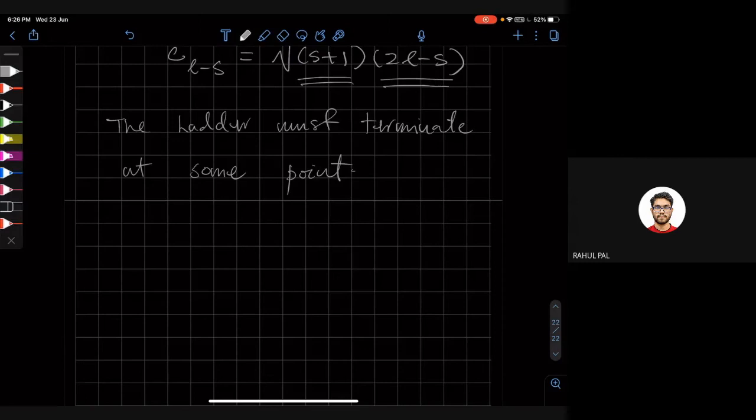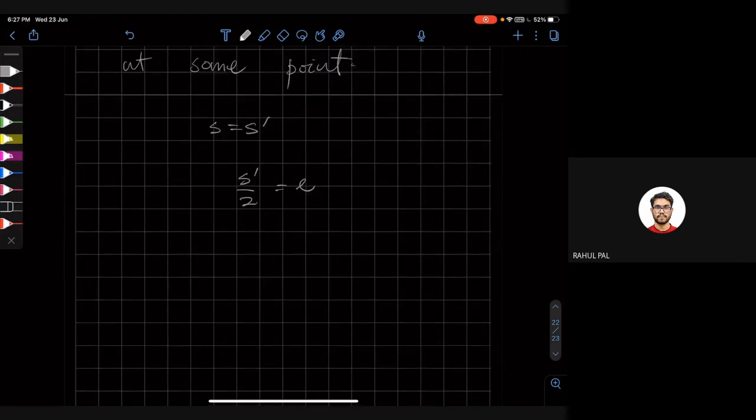What does that mean? That means there's a value for S, let's call it S prime, such that S prime by 2 is L. Right? So S prime is a positive integer. That means L can be either 0, half, 1, 3 halves, 2, 5 halves, and so forth. So it can be either a positive integer or half of a positive integer.